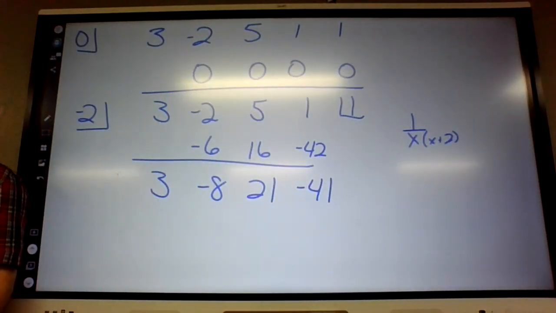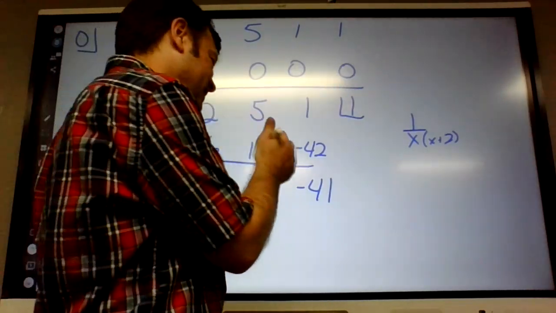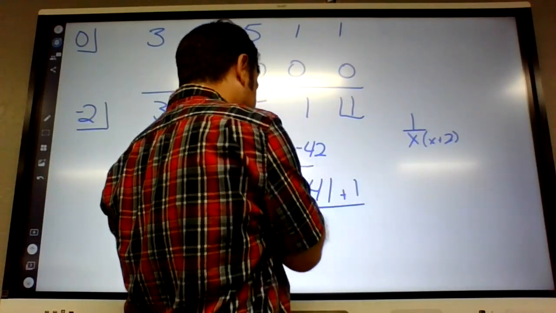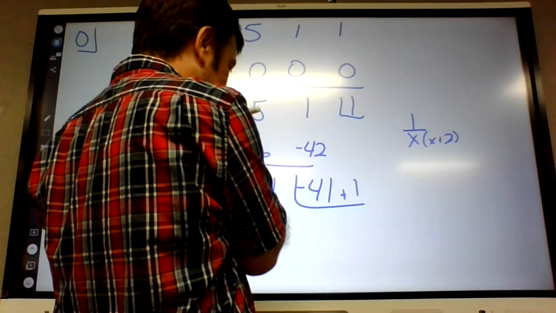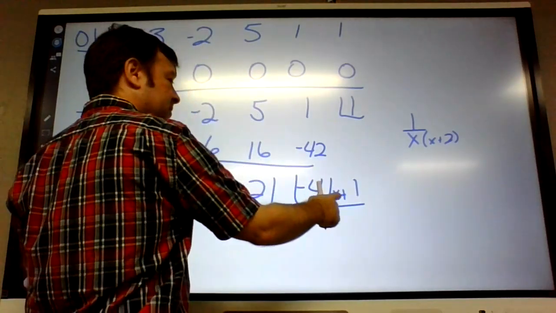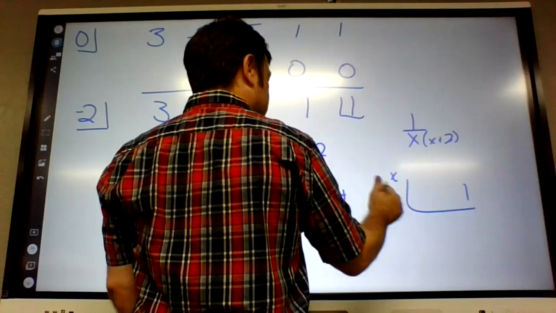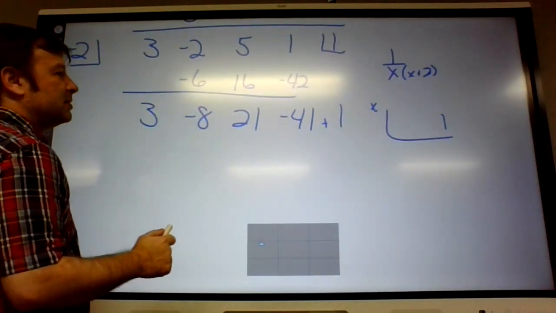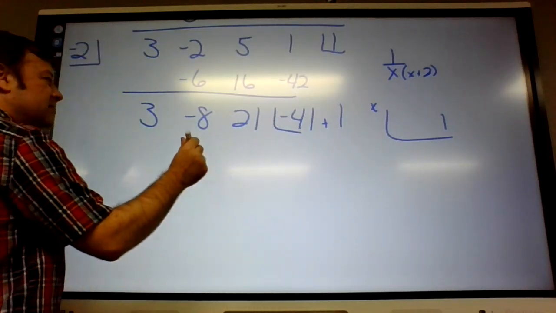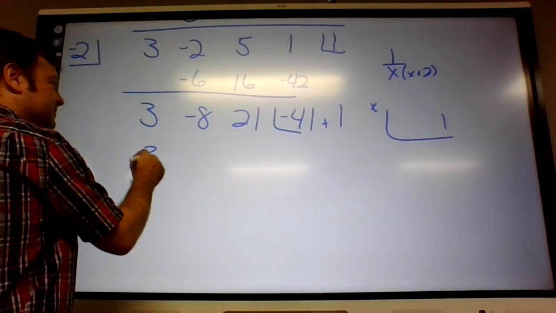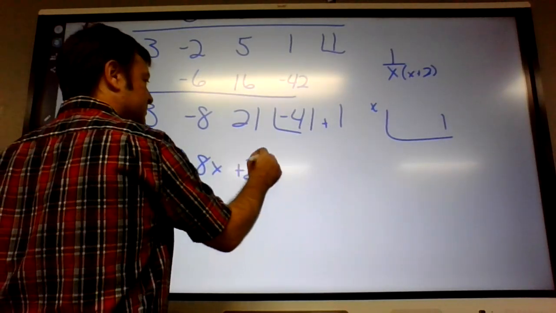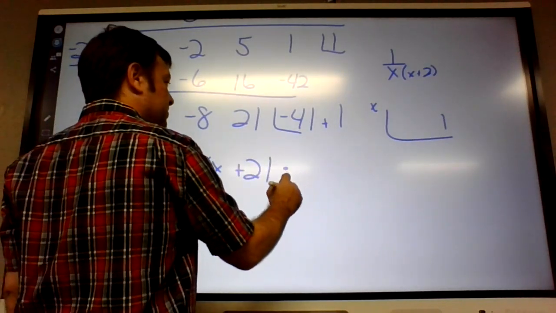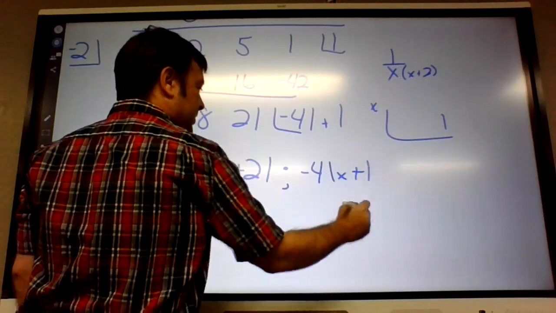Number 9, remainder is negative 41 plus 1. Was that the plus 1 for the other remainder? Yeah, I don't know if that's right. So that's the remainder. Negative 41x plus 1 is the remainder, basically. I don't think that happens on every problem. That's a problem. So this is the remainder, and now it's an x. So they just put negative 41x plus 1 as the remainder.